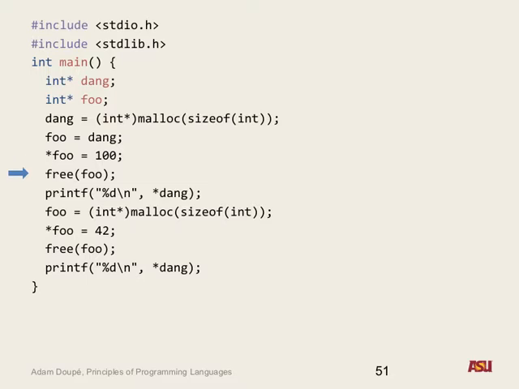Next we free foo. So what does the free function do? Yeah, deallocates the memory. So it's going to look up foo and say, okay, whatever the address is inside foo, this box now goes away. It's no longer valid. So then what happens to dang?